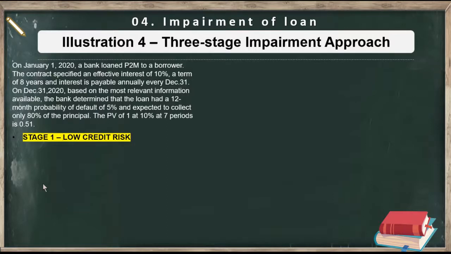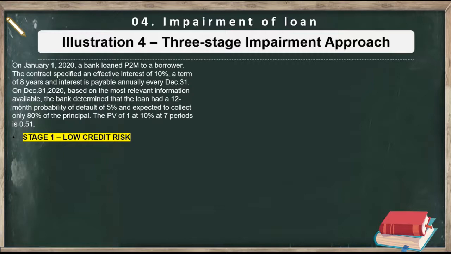So at stage 1, wherein there is a low credit risk, this stage covers debt instruments that have not declined significantly in credit quality since initial recognition or that have a low credit risk. So under this scenario, there is a 12-month expected credit loss that will be recognized.